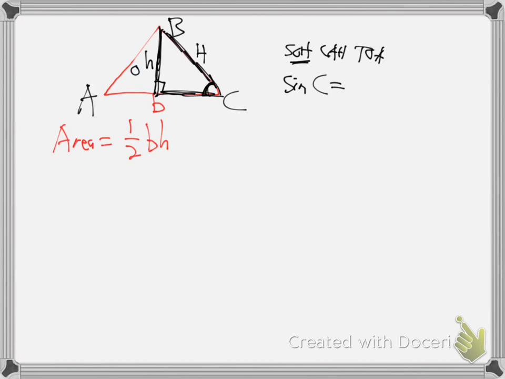Base times height. Yeah, the base is b. The height is h. It's all good. Sine of c is the height. Okay, no, we're good. I'm sorry. We're good. The sine of c is the height. That's the opposite, right? It's the height of the triangle, right?